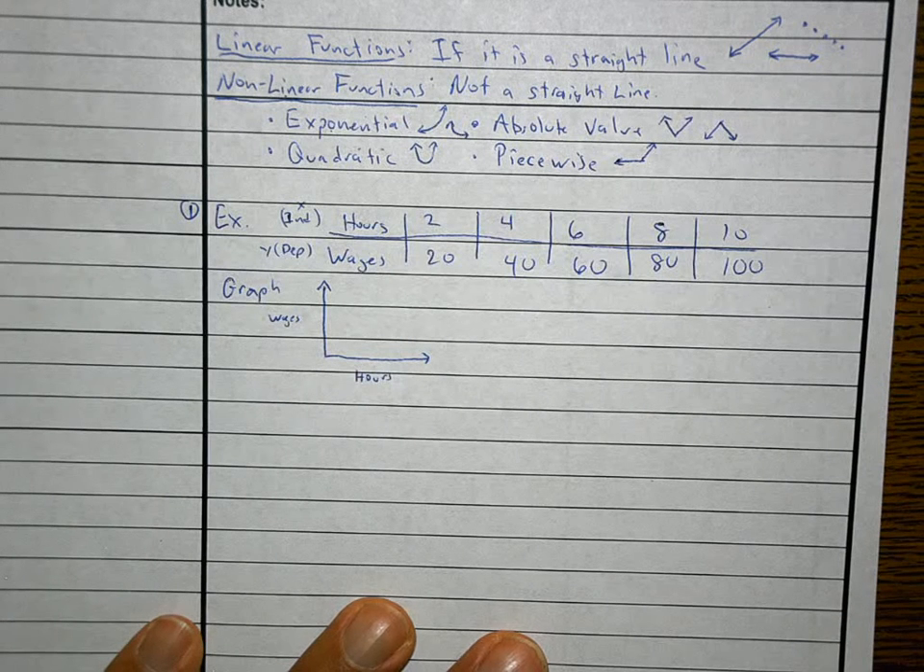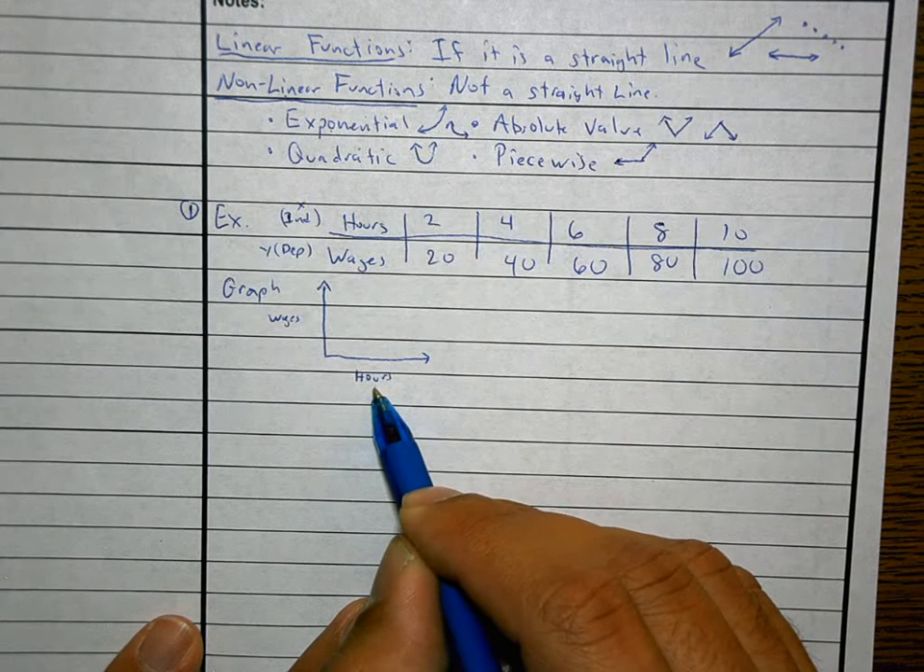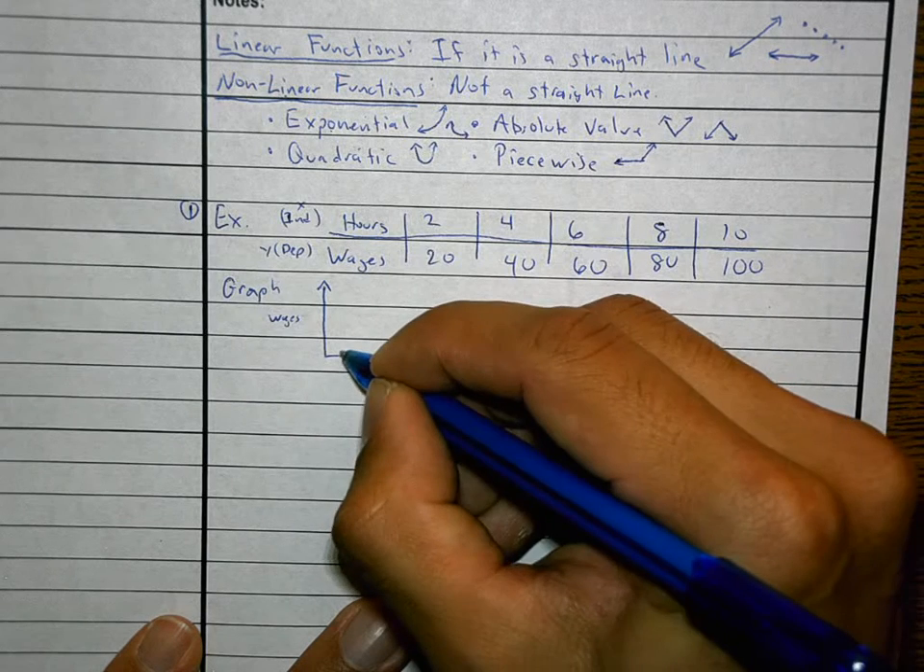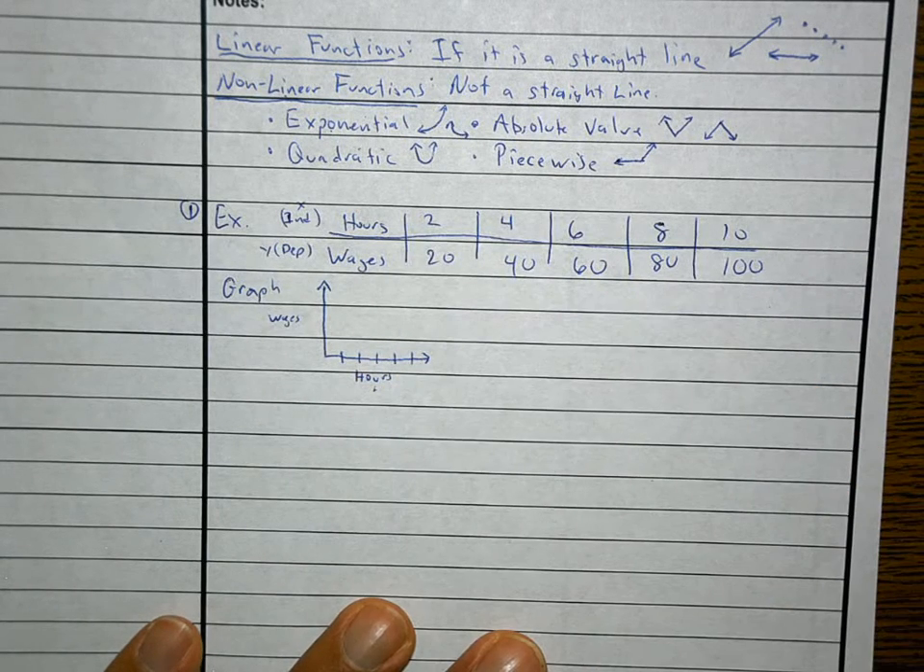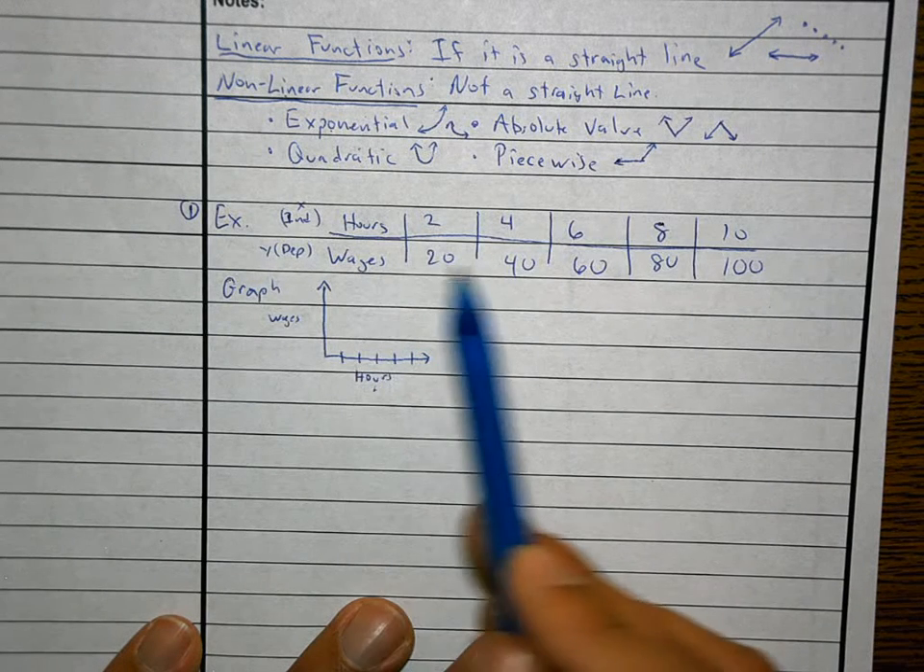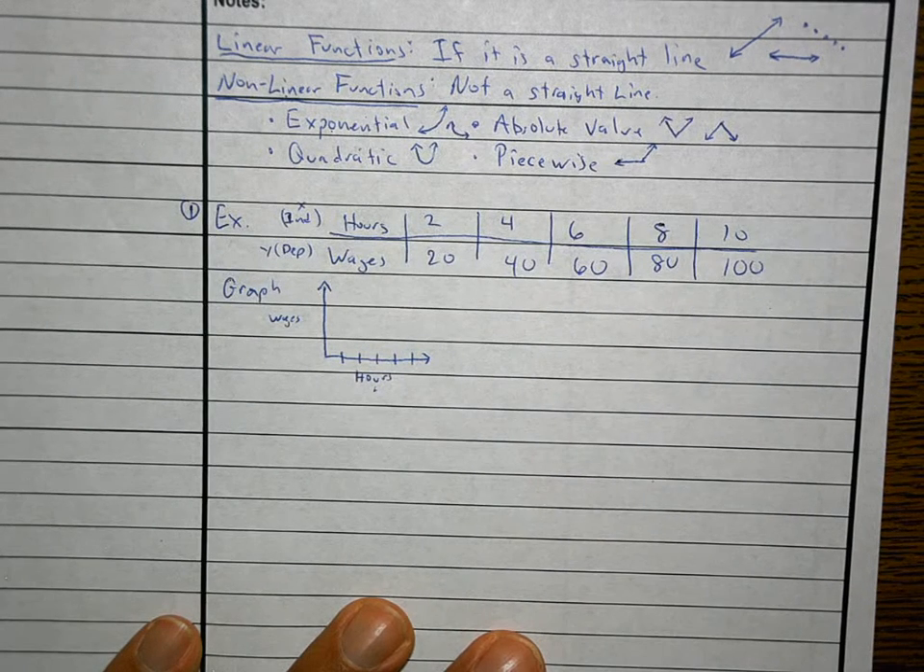And when I go, that's what my axis is labeled as. Now I'm going to do the scale. When I make my scale, I should do something that makes sense. What should I count by for my x-axis?